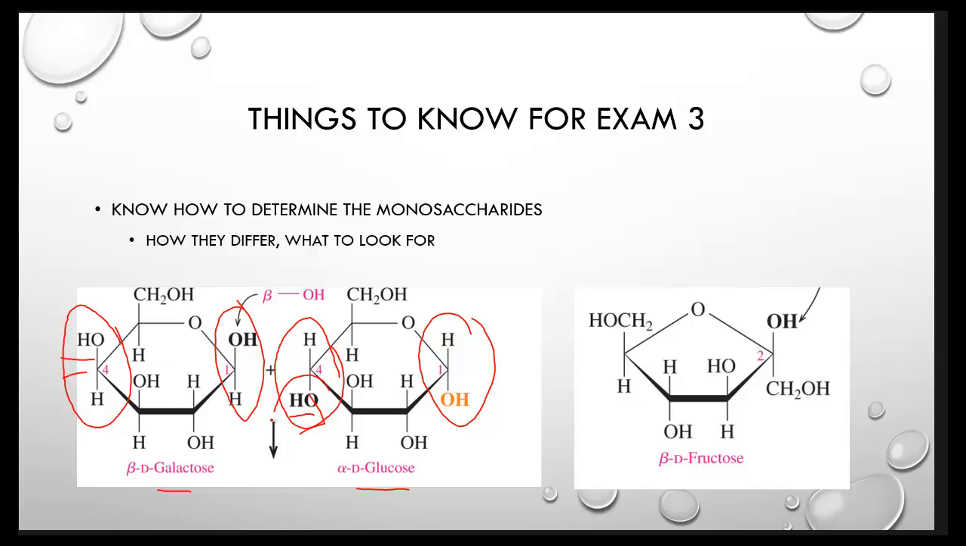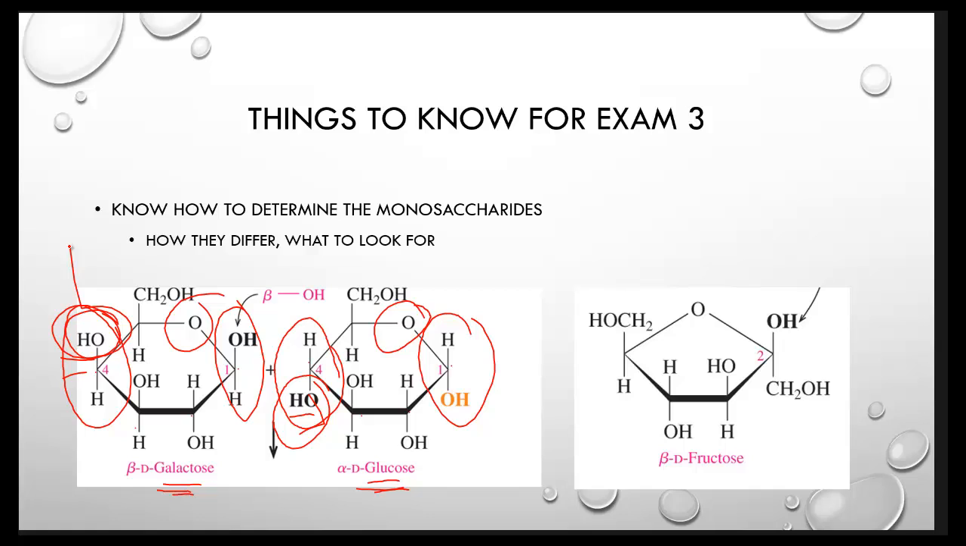So if it's down, it's glucose. If it's up, it's galactose. How do you know where to start counting? Here's our oxygen. We're going to count from the oxygen. 1, 2, 3, 4. The 4th one is pointing down. Here's the oxygen. 1, 2, 3, 4. The 4th one is up. That's galactose.